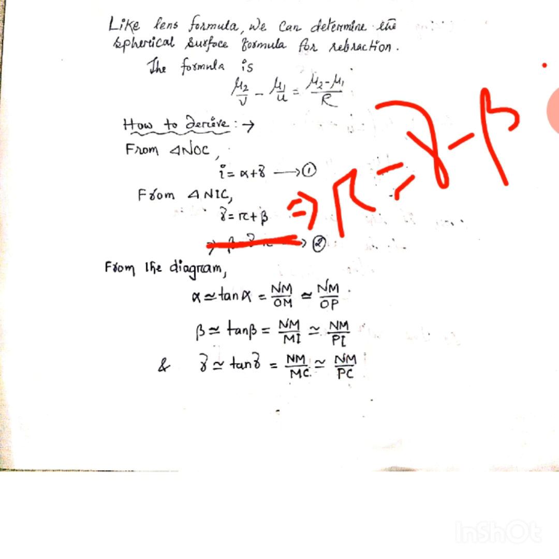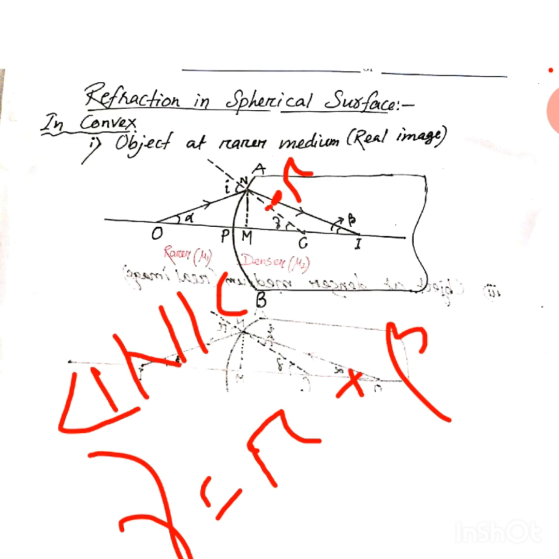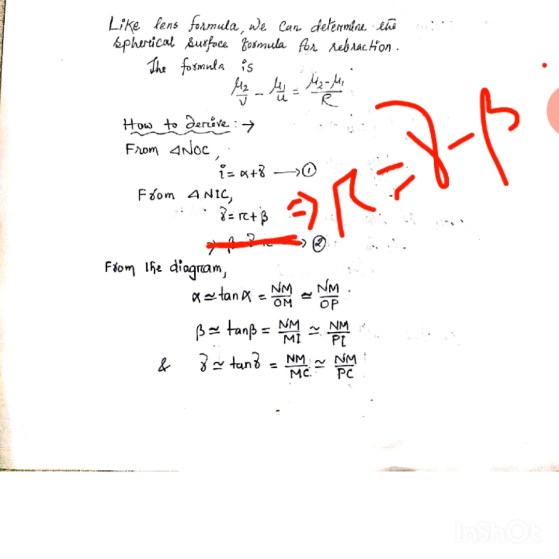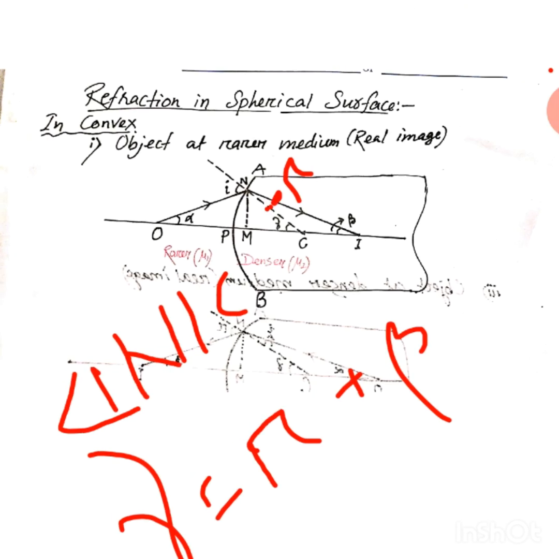So what do we have to do? We have to find the values of I and r. What did we get here? We got gamma is equal to r plus beta. So if gamma is equal to r plus beta, then r is equal to gamma minus beta. So we found I and r. Now from the diagram we have to find out alpha, beta and gamma.